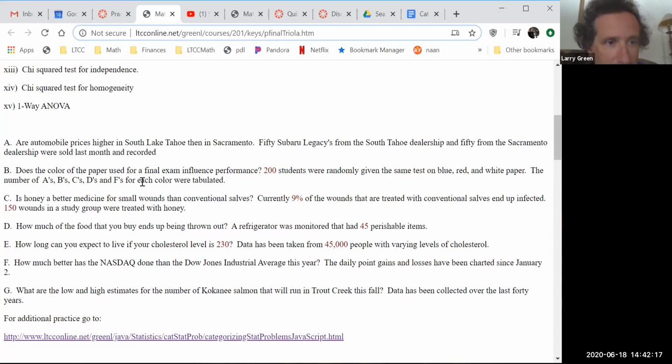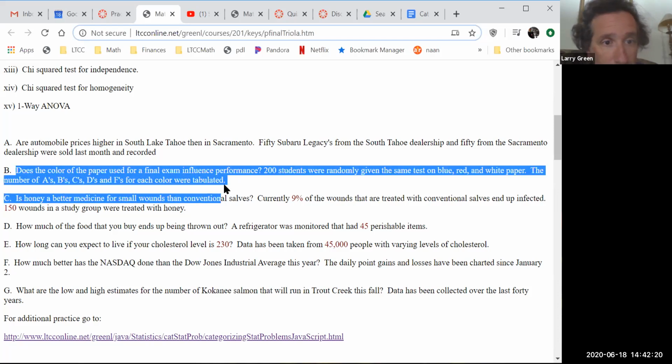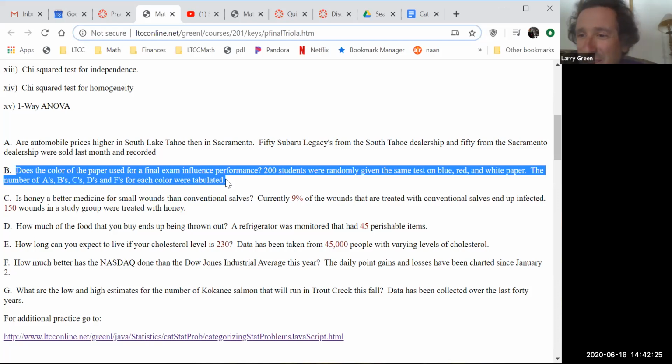Okay, let's get B. Okay, does the color of the paper used for the final exam influence performance? 200 students were randomly given the same test on blue, red, and white paper. The number of A's, B's, C's, D's, and F's for each color were tabulated. What do you think? I think it's an interesting question.